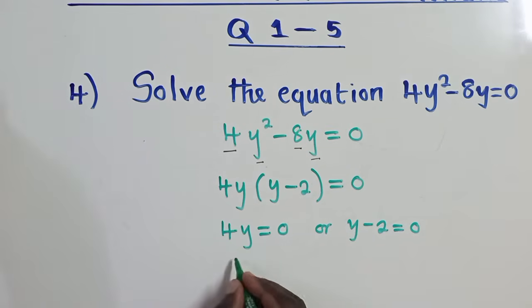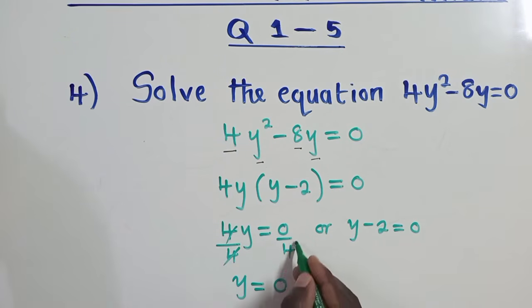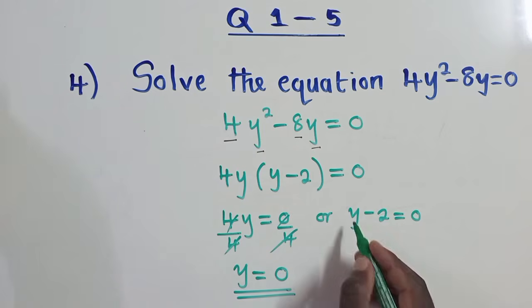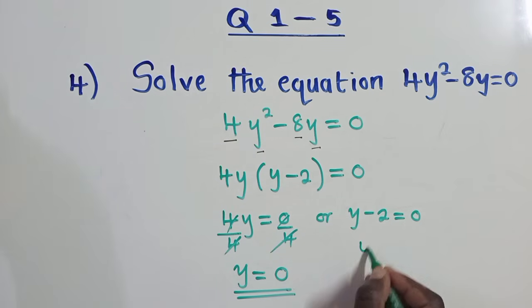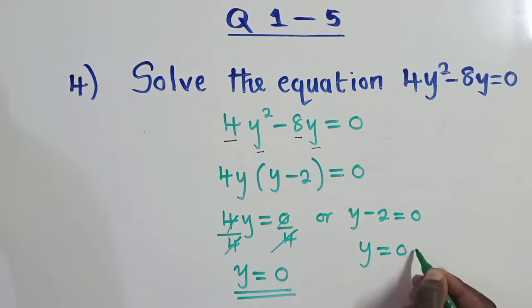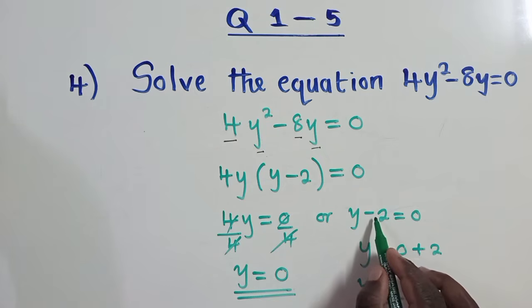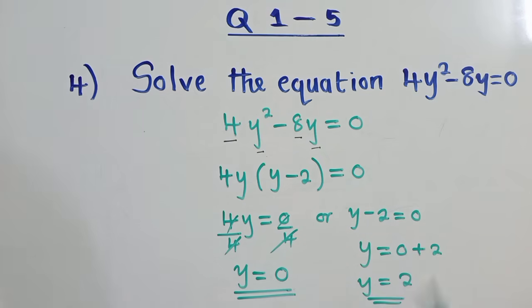So this side, to solve for y, we divide by 4 throughout. So y will be equal to 0, because 4 into 0, it's a 0. And this is one of the solutions. The next solution will be on this one. We say y is equal to 0 plus a 2, of which y will just be equal to a 2. We group the like terms, so this will come this side and it will be positive.